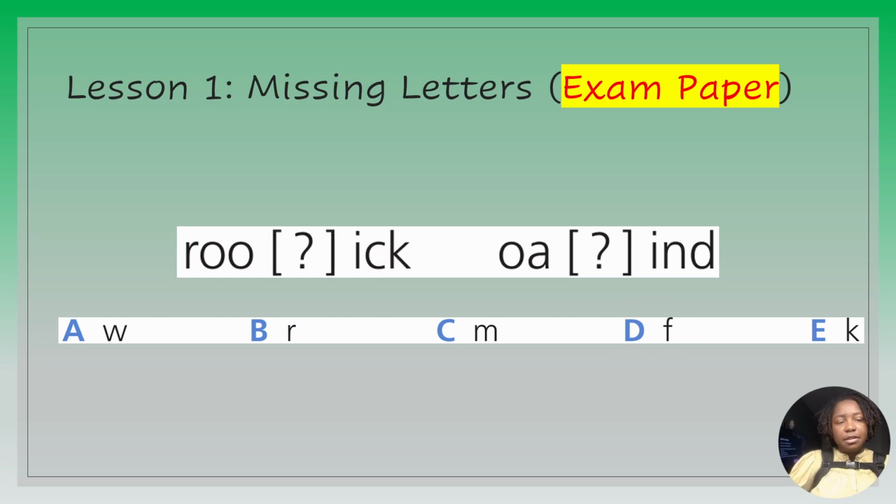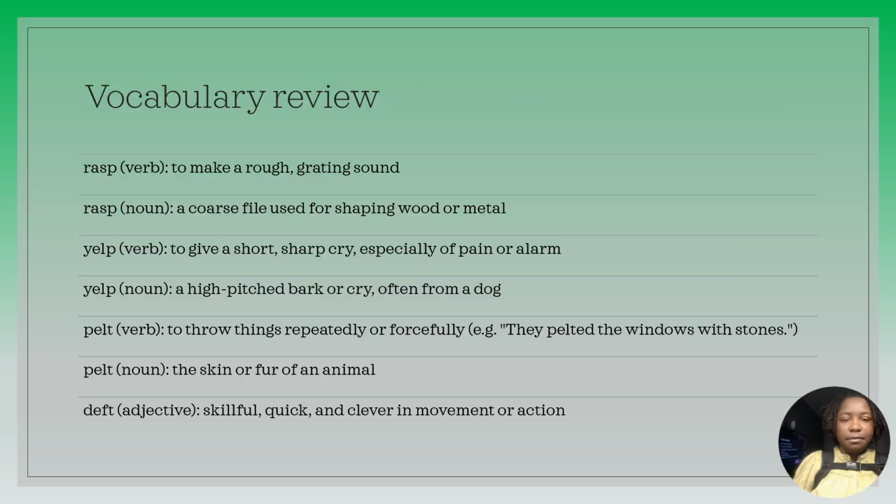This is the final question of this video, so pause if you need more time. K is indeed the correct answer. K makes rook, kick, oak, and kind. But which cluster did you use to figure it out?